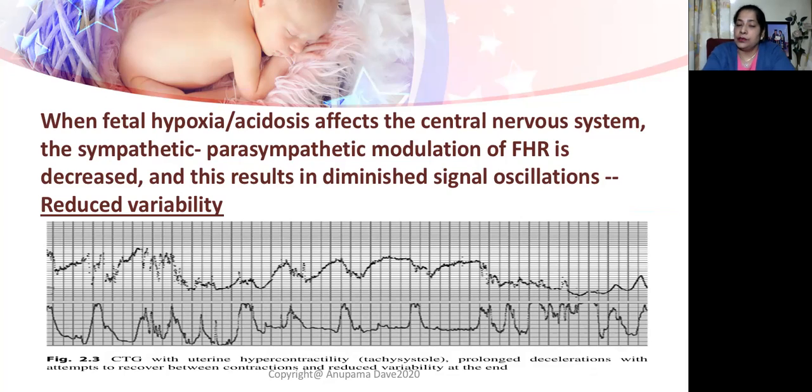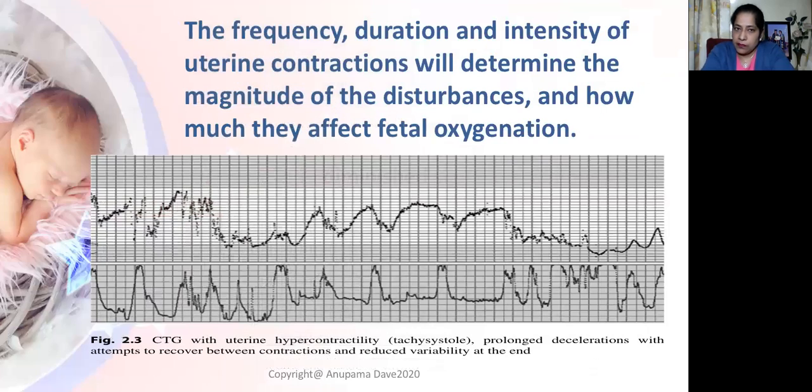Here you can see that the uterus is hypercontractile, there's bradycardia, and there's loss of variability. This is known as reduced variability within the deceleration. However, the frequency and intensity of uterine contractions determine the magnitude of disturbance and how much they would affect fetal oxygenation. Same thing, you can see here there is tachysystole. Tachysystole is associated with deceleration, with attempts to recover between contractions and reduce variability at the end.